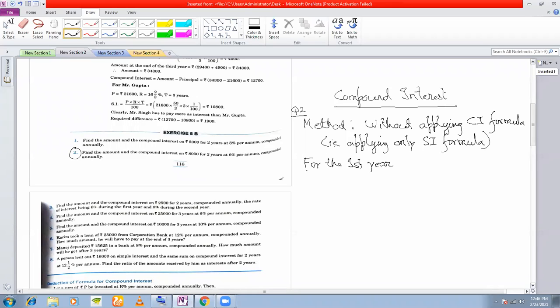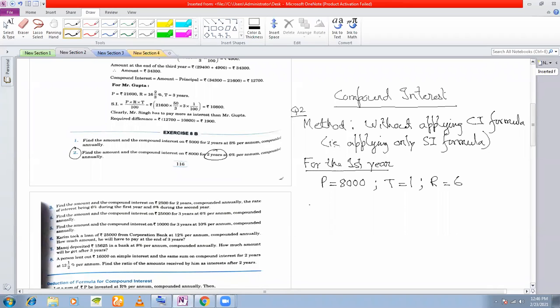what happens? What is the principal here? The principal is 8,000 rupees. Okay, the time is, because the investment is for 2 years here, but we are going to calculate year after year. So for the first year, t is equal to 1, and the rate is given to us as 6% per annum. Okay, so rate is 6% per annum.